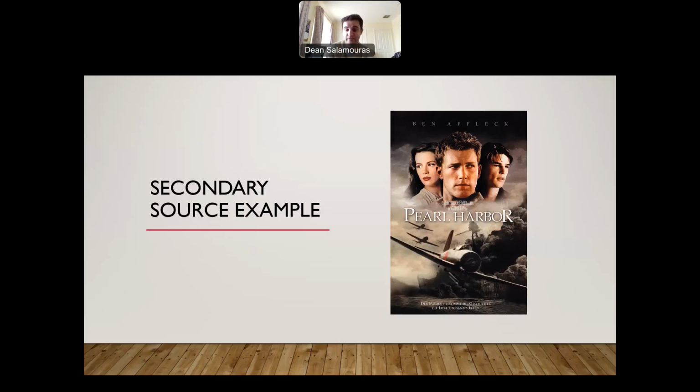And here I've got another example. This is an example of a secondary source. It's the poster for the 2001 movie Pearl Harbor, which was directed by Michael Bay and starred Ben Affleck, Josh Hartnett, and Kate Beckinsale. So again, not as accurate as articles taken from when the event unfolded, but it gives you a depiction of what actually occurred on December 7th, 1941. But this movie came out in 2001, so 60 years after the bombings took place. And as a result, it's a secondary source.